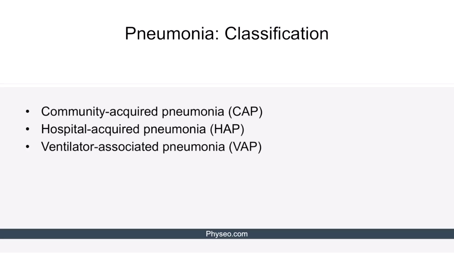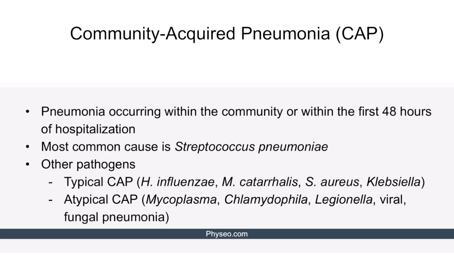Another common way of classifying pneumonia is to divide it into community-acquired pneumonia, hospital-acquired pneumonia, and ventilator-associated pneumonia. This is based on whether one acquires the infection in the community, in the hospital, or because of intubation, respectively. Now let's discuss community-acquired pneumonia in detail. It's defined as pneumonia occurring within the community or within the first 48 hours of hospitalization.